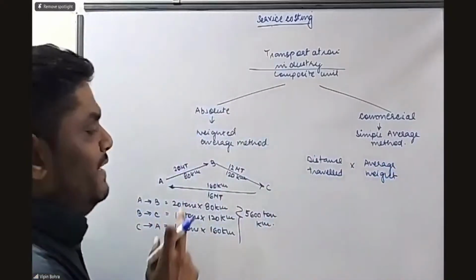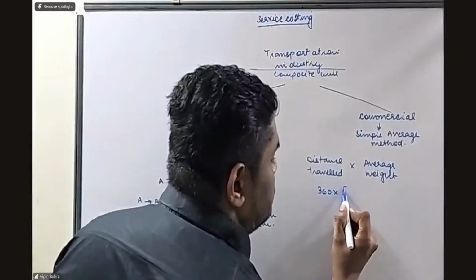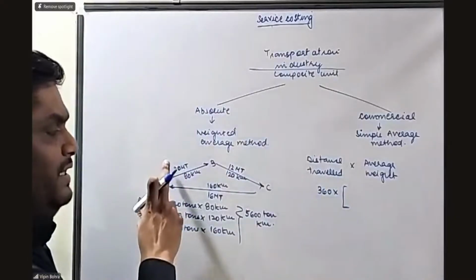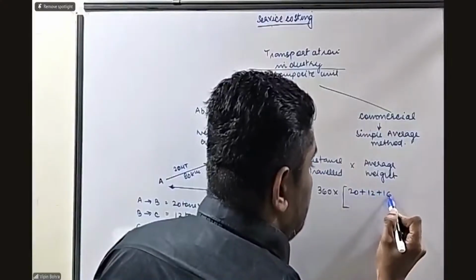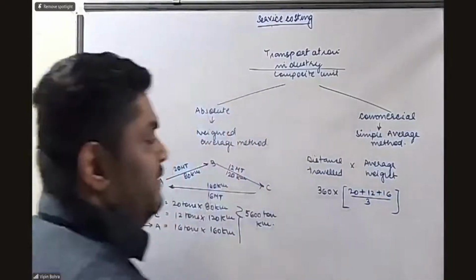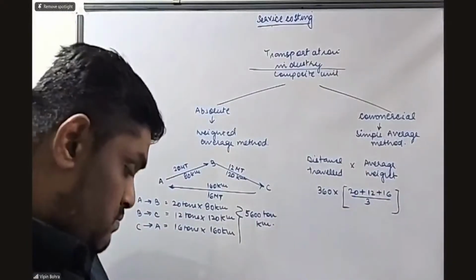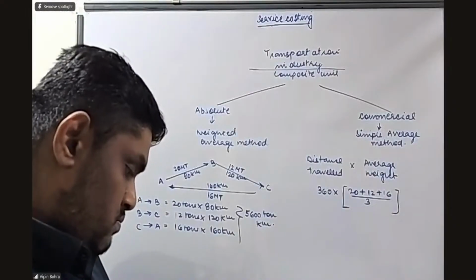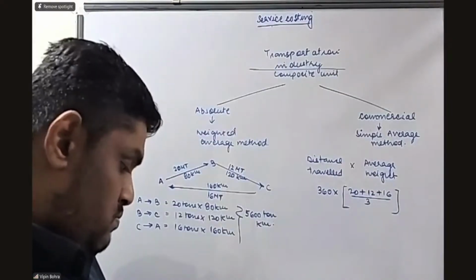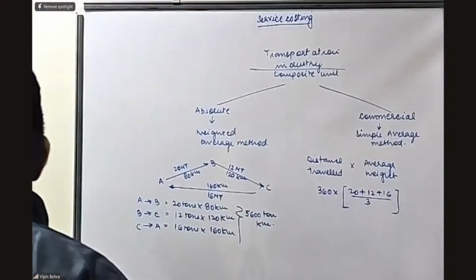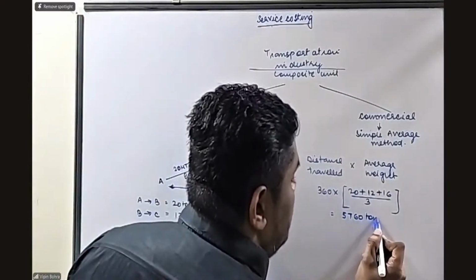So the total distance traveled is how much? 80 plus 120, 200 plus 160, that is 360, multiplied by the average ton, that is 20 plus 12 plus 16, divided by 3. So this will be 5760 ton kilometer.